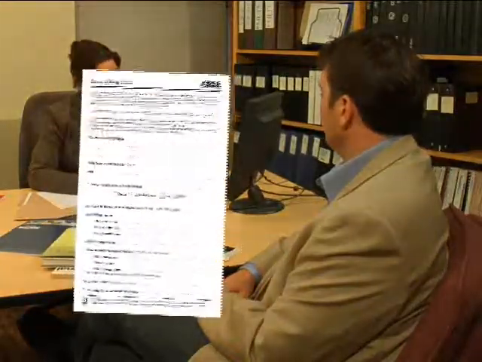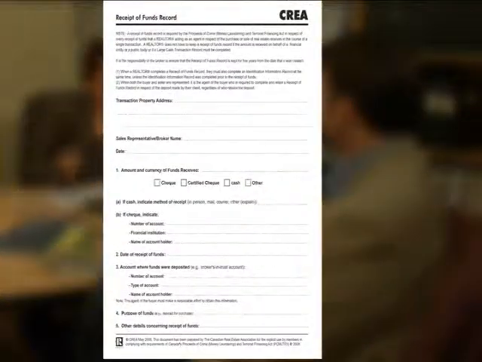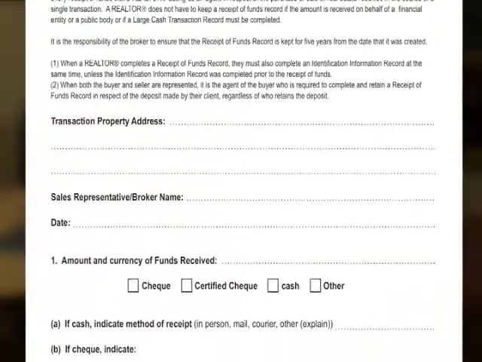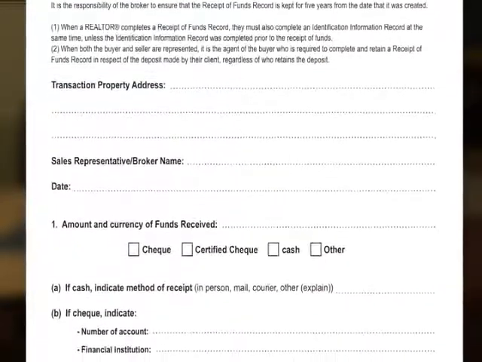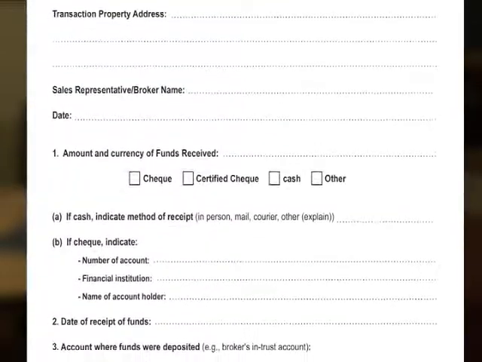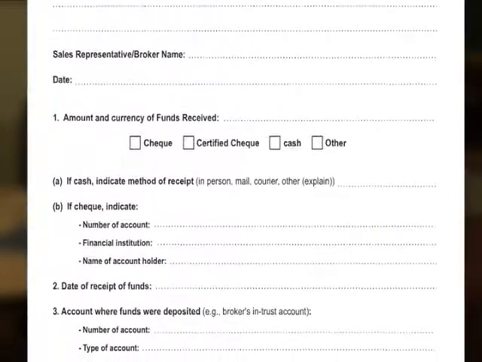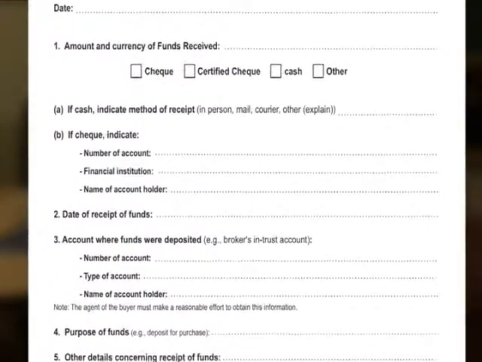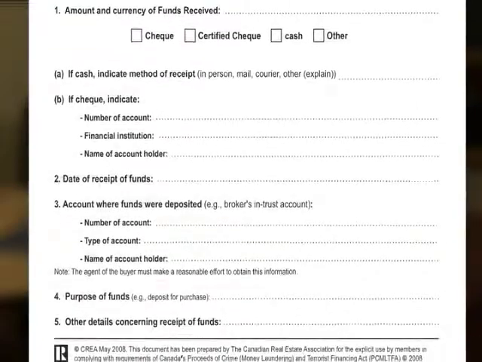This is the receipt of funds record. It's the buyer's agent who has to complete it, even if the deposit ends up directly in the bank account of the listing broker. Remember, the only time you don't have to fill out this form is if the funds are coming on behalf of a financial entity such as a bank, or from a government agency, or if a large cash transaction record is required instead.